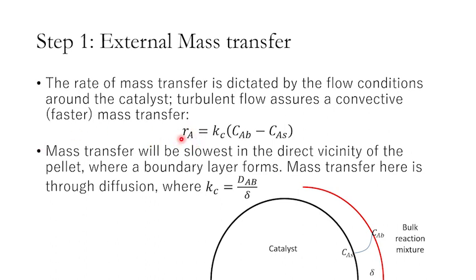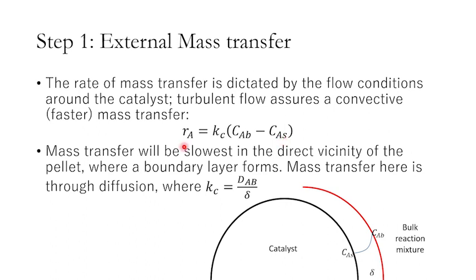The rate of transfer of species A is equal to Kc, or the mass transfer coefficient, multiplied by the driving force of the transfer, that is C_A,b minus C_A,s. C_A,b is the bulk concentration of A in the reaction mixture, and C_A,s is the concentration of your reactant A at the surface of the catalyst.